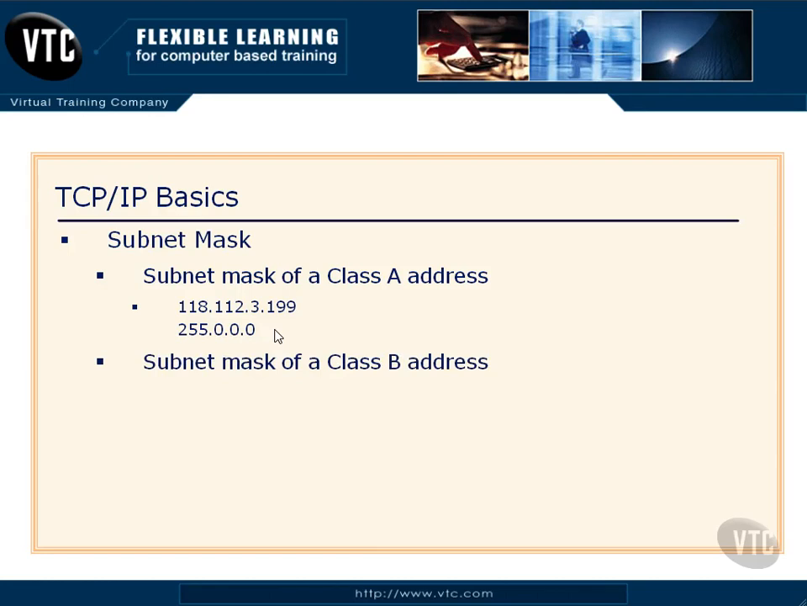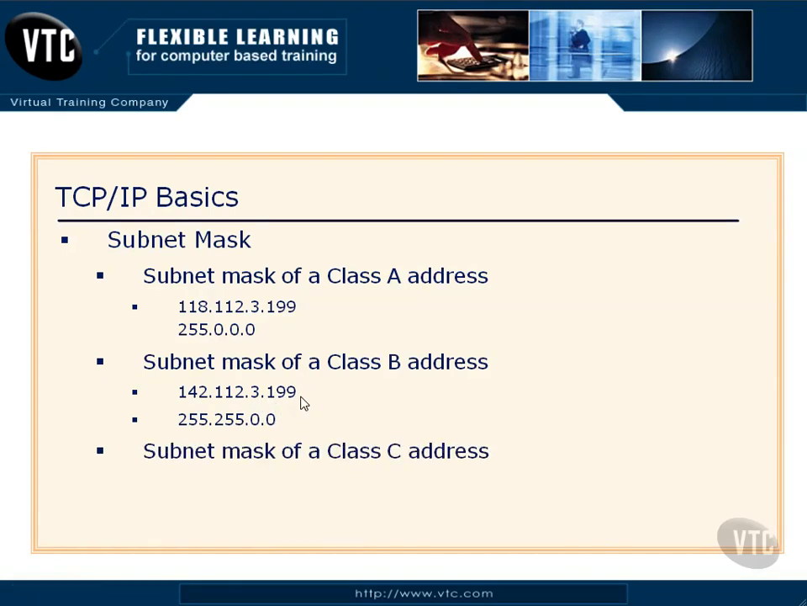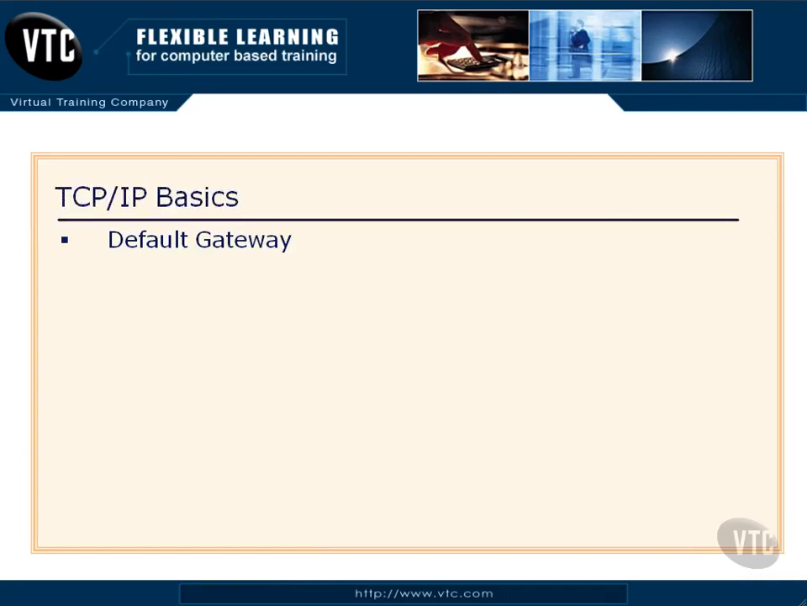And a subnet mask of a class B address is 255.255.0.0. This is telling me that for this IP address, 142.112 is the network, 3.199 is the computer address, or the host ID. In a class C address, you can see the first 3 octets are the network ID, 196.112.3, and 199 is the host ID. Pretty straightforward, very simple to understand.